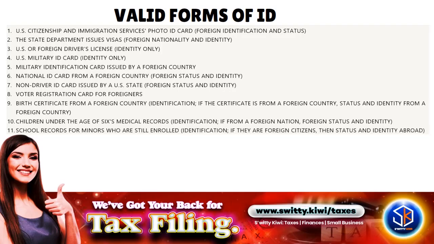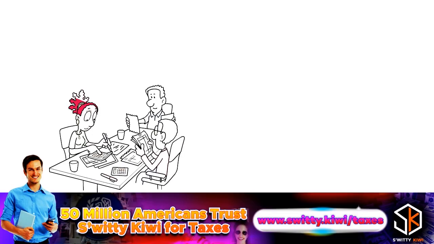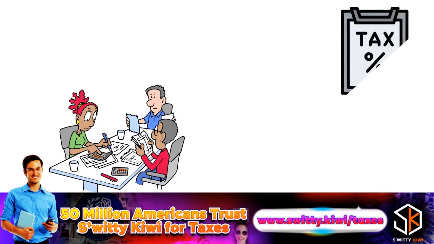So here you are able to show identification. So if the certificate is from a foreign country, the status and identity from a foreign country. If you have children under the age of 6, medical records, so this will show identification. If from a foreign nation, foreign status and identity. And school records for minors who are still enrolled. So we are speaking here about identification. If they are foreign citizens, then the status and identity abroad. And what happens here is that the IRS will look through the W-7, and if the application is accepted, the agency will assign an ITIN and handle your tax return.